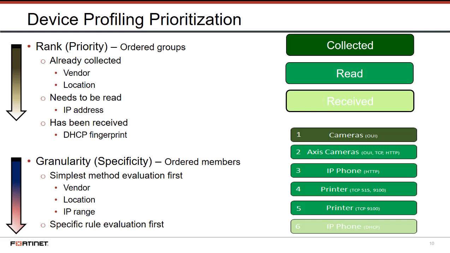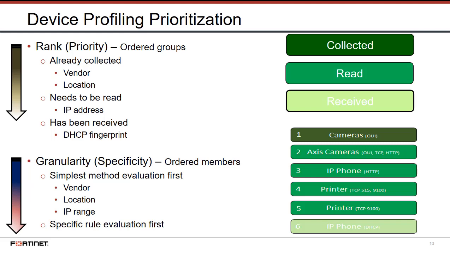So any rule with vendor and location only as the methods goes in the collected group. Anything that requires an IP, even if it also has vendor or location, if it has a single method that requires an IP, then it goes into the read group, because we have to go read that information. If it uses a DHCP fingerprint in conjunction with anything else, it goes into the received group.